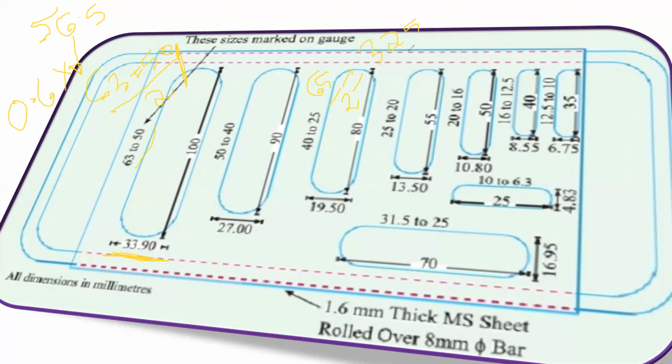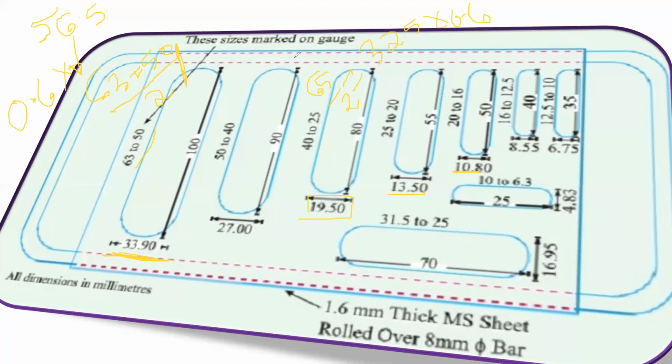If I want to check whether my aggregate is flaky or not, I have to multiply this by 0.6. If I multiply this by 0.6, I'm getting 19.5. So in this way we have to check, and you don't have to do all these things, since it will be written on the thickness gauge only, but we need to understand how these values are coming: 10.8, 13.5, 70 and all, right?